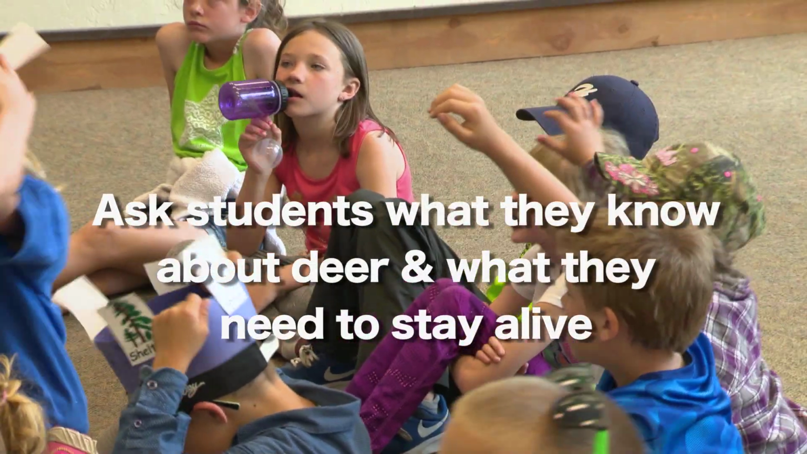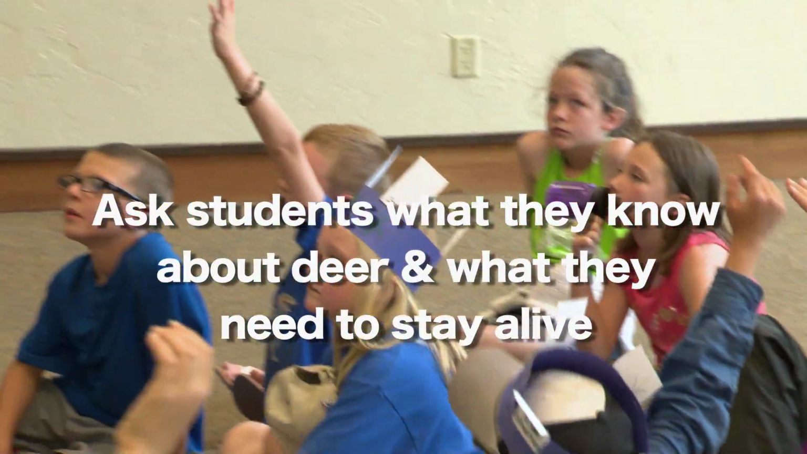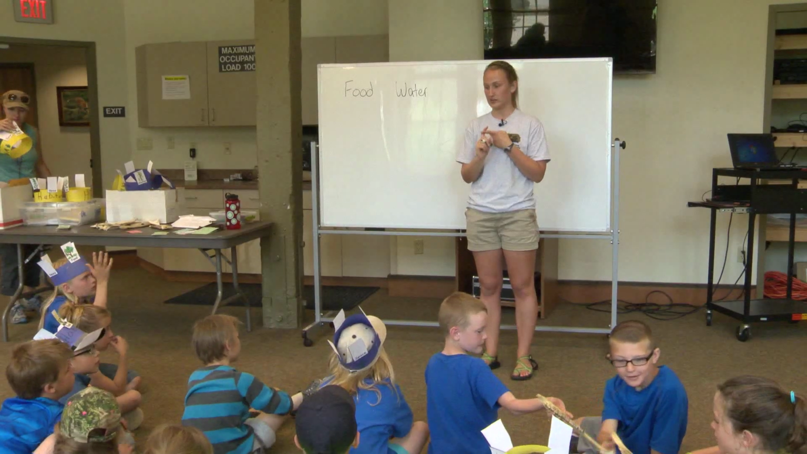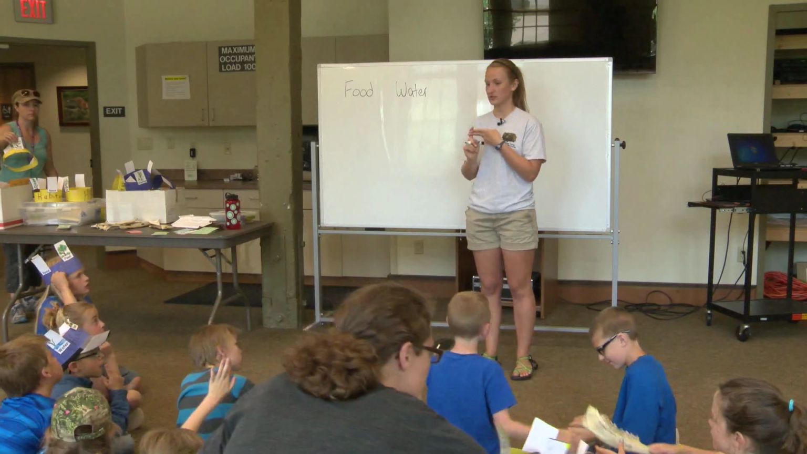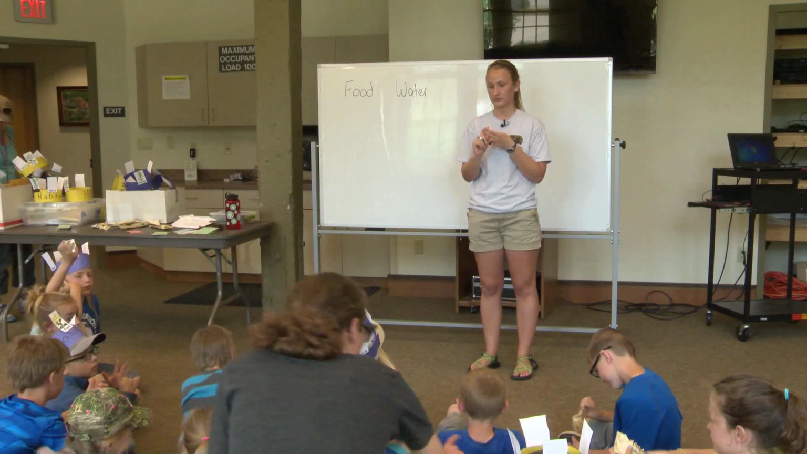To start, get the students involved by asking them what they know about deer and what they need to stay alive. If they name one of the things on a food, water, shelter, or space card, ask them more questions about that specific topic and explain terms if needed.